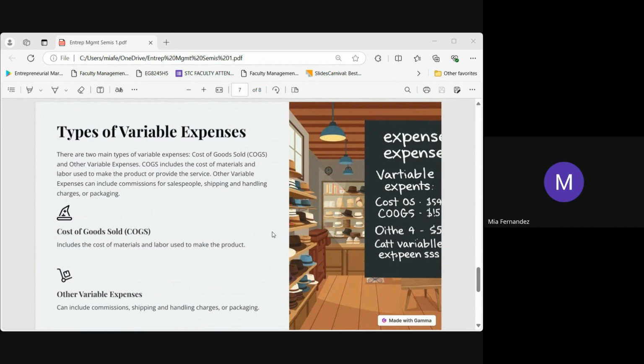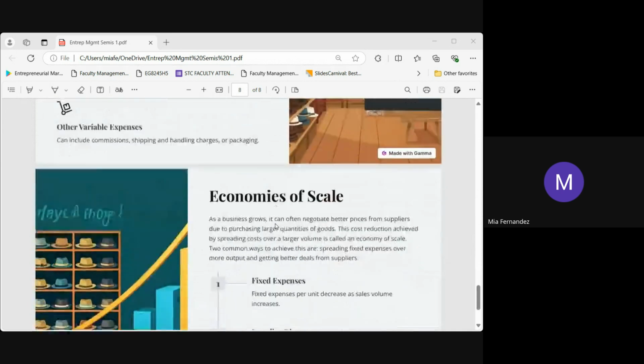So there we have types of variable expenses. First is the cost of goods sold. Kumbaga ito yung pinuhunan mo, ito yung amount na pinuhunan mo for producing a product. The cost of materials and labor used to make the product. Other variable expenses can also include commission, handling charges, and packaging.